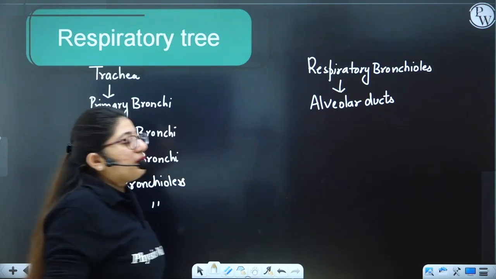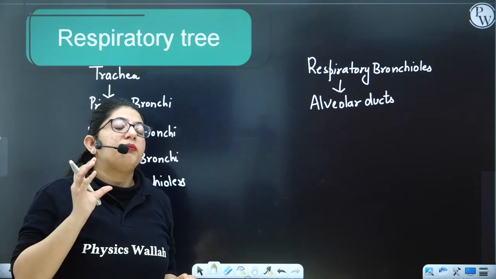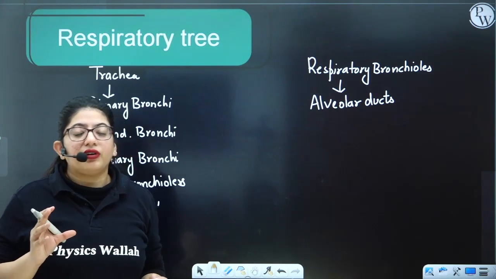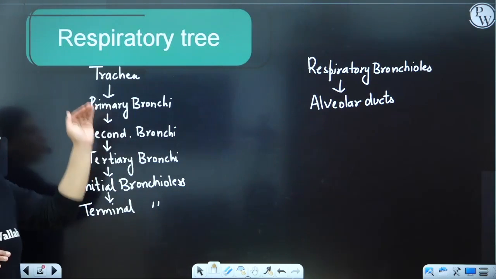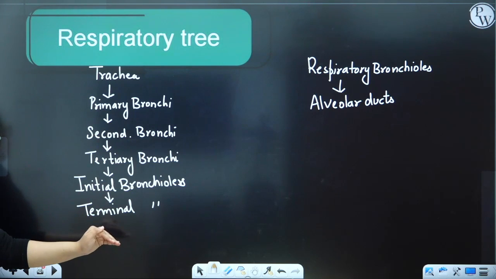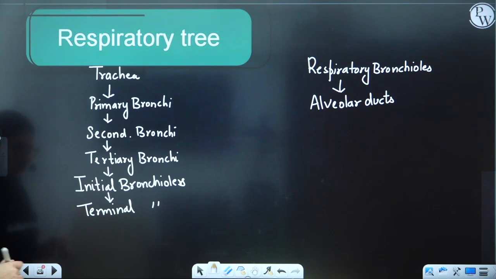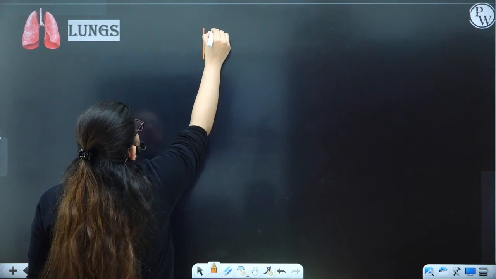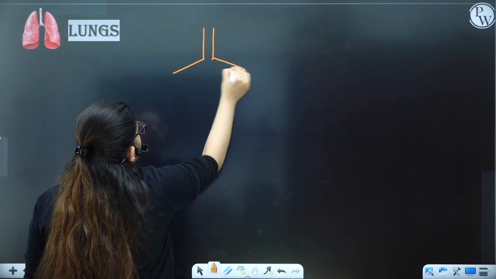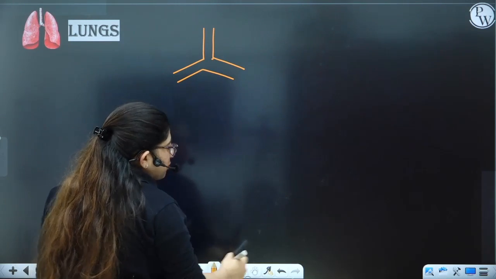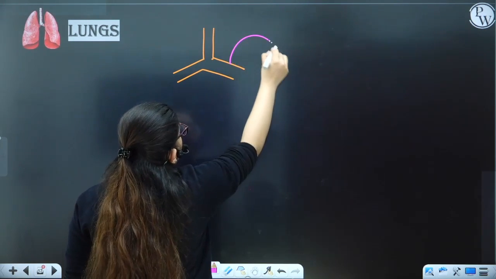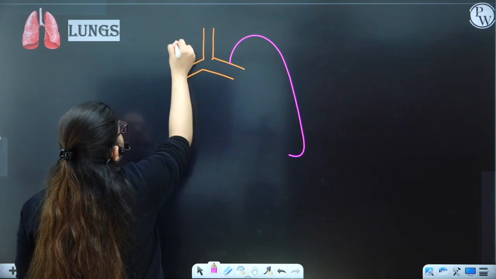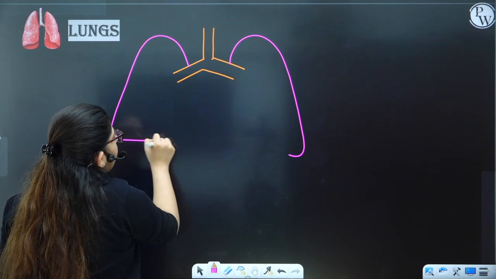Because now we are reaching towards a main structure in your lung, that is alveoli. What is it? That is alveoli. So all these structures have entered into the lungs. Where have they entered? They have entered into the lungs. If you can't understand it, just let me make a quick diagram for you. If this was your trachea, trachea opened into primary bronchi. These primary bronchi will then enter into the lungs.